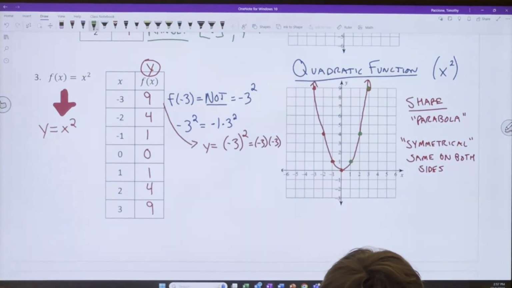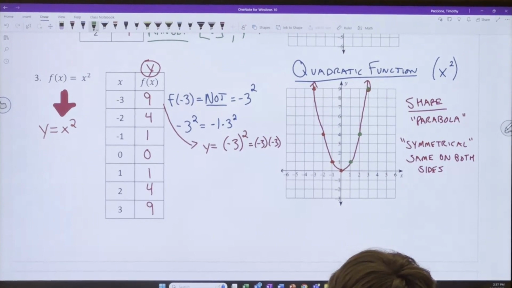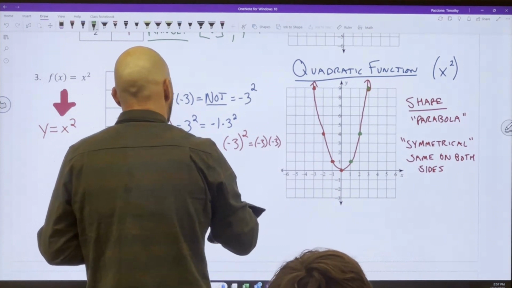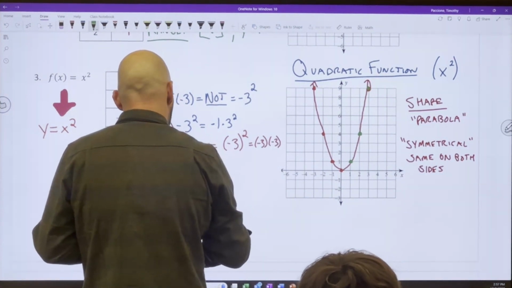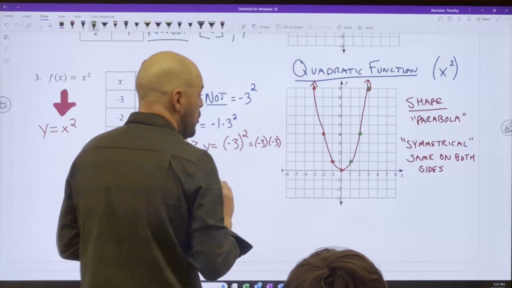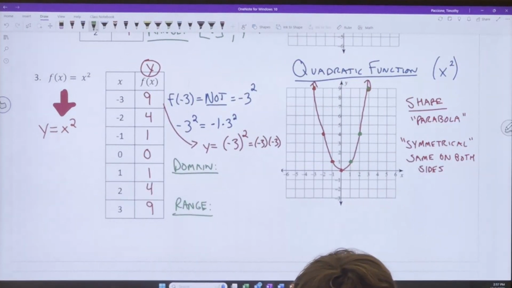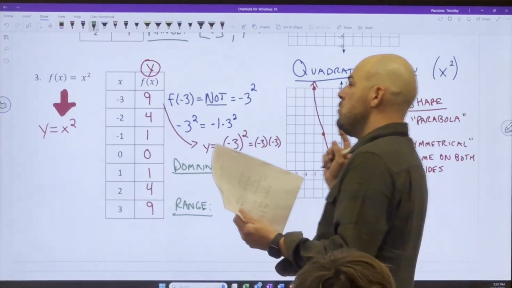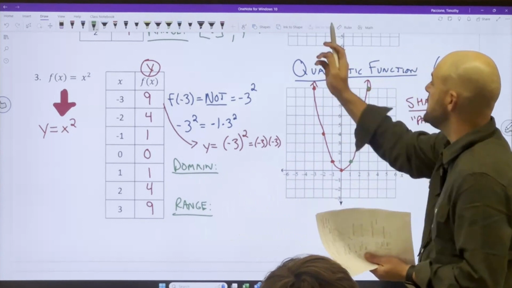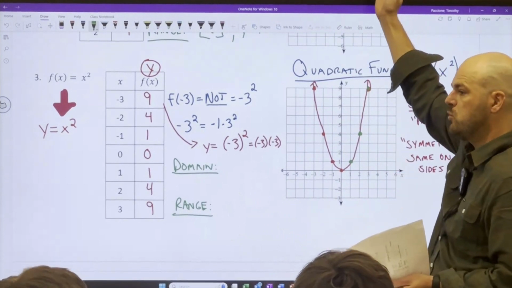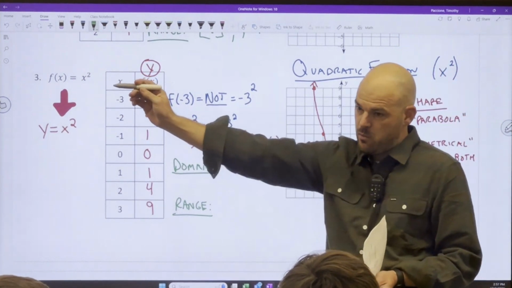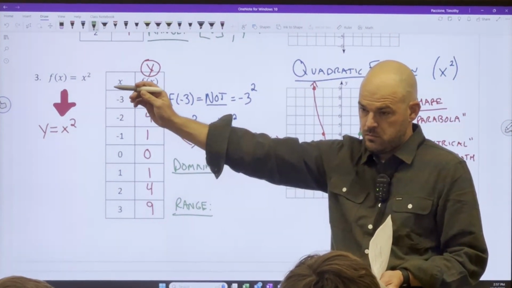All right, what else? Oh, domain and range. So domain. And range. Okay, so if domain is all our possible x values, we have to think about what our limits are, if we have any. Now, it looks like this thing's going up and up, right? So, do you think that there's a limit as we go that way? Why not?